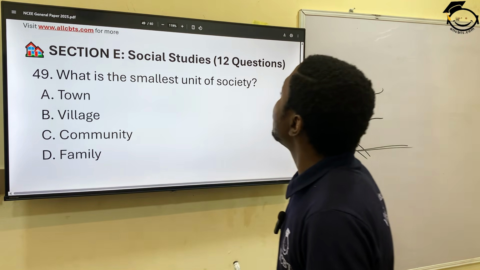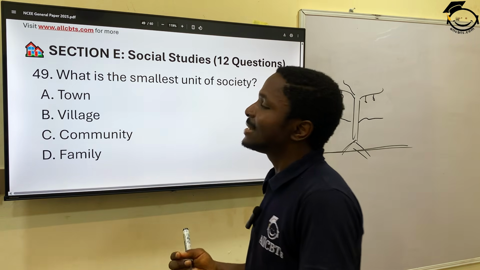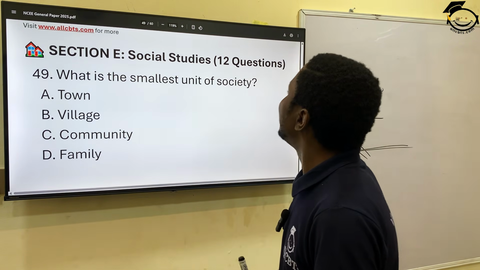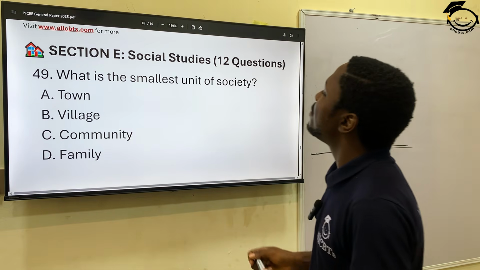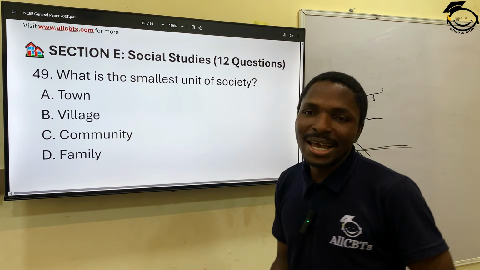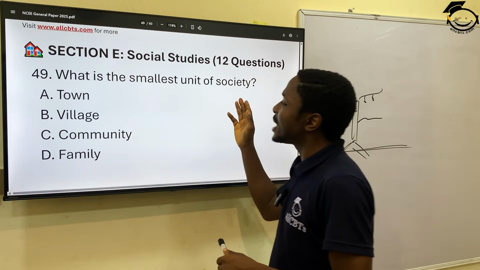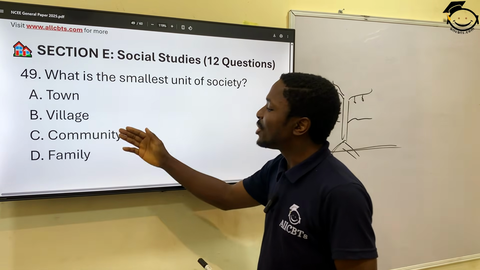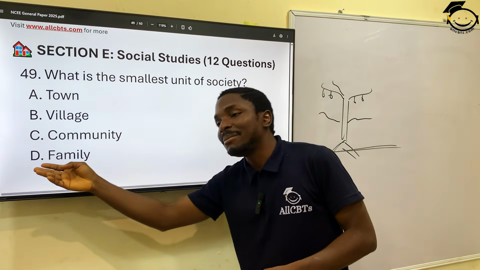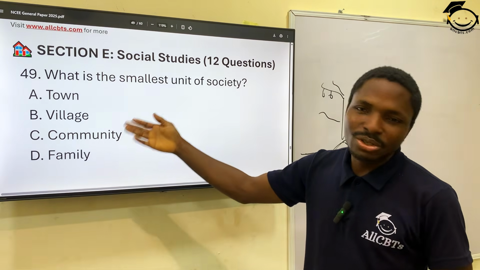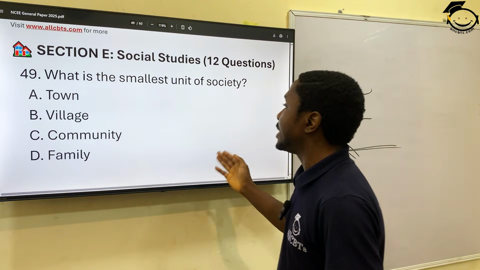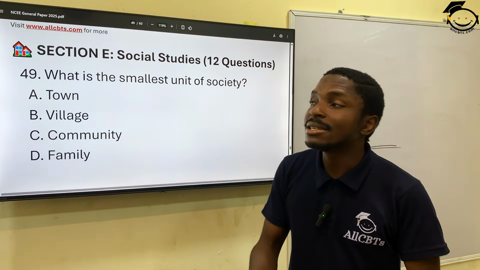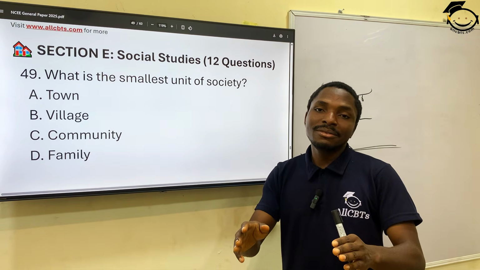Okay, now we move on to the last section, section E, social studies. Right. So 49, what is the smallest unit of society? The smallest unit of society: town, village, community, or family? Family. Family, you have been taught, I taught this too. Family is the smallest unit of a society. Every society starts from family, right?